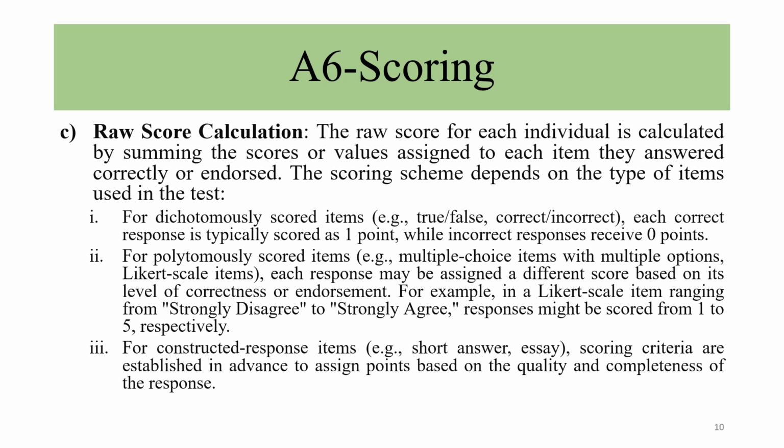Point 3 is for constructed response items, short answer or essay type tests. Scoring criteria are established in advance to assign points based on quality and completeness of the response. So in essay type and other constructed responses, we have rubrics and other criteria, which depend upon two things: whether the response is complete or not, and the degree of correctness and relevance of the response.